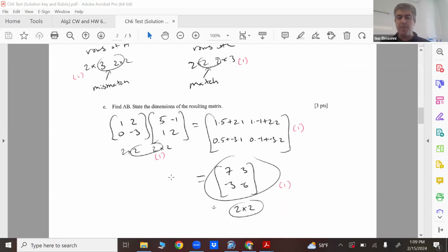C, just multiply it out. You have that right there. Some of you guys have had some trouble with that too. Just rows by column. 1, 2, 5, 1, 1, 2, negative 1, 2, 0, negative 3, 5, 1, 0, negative 3 with negative 1, 2. Match them up, multiply, add, you're good.